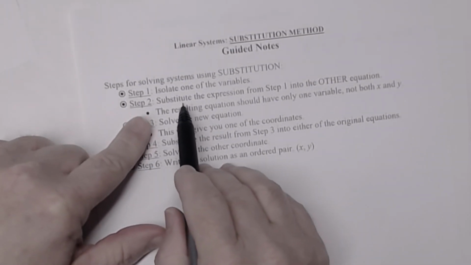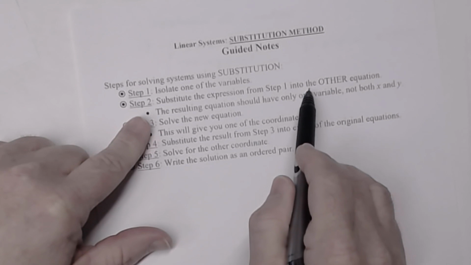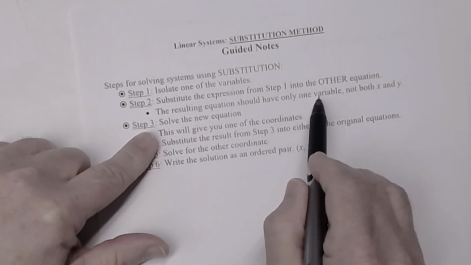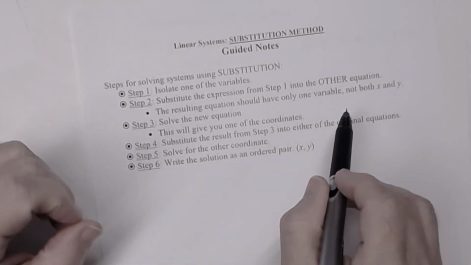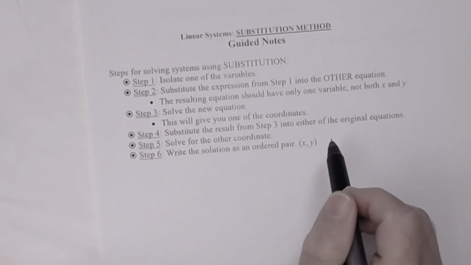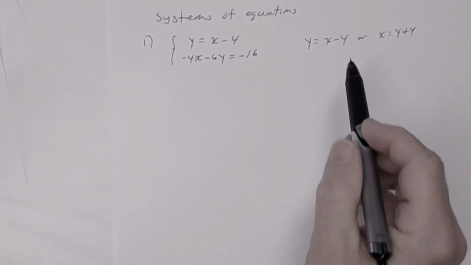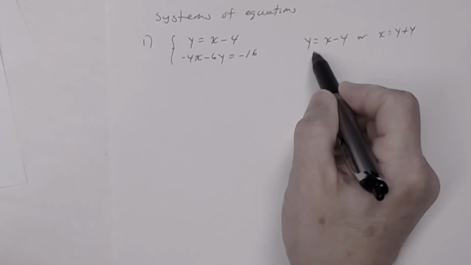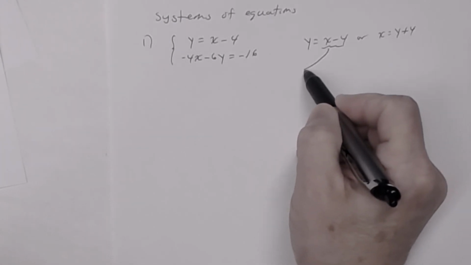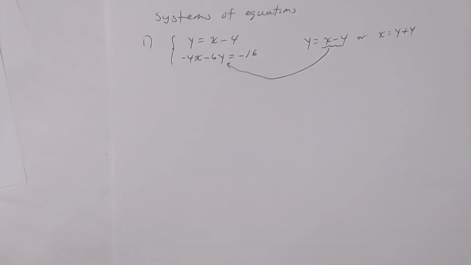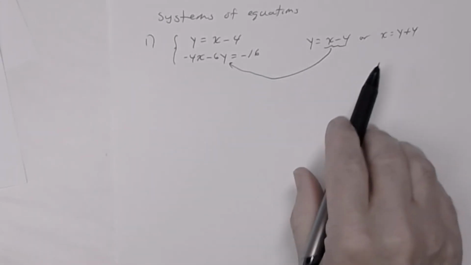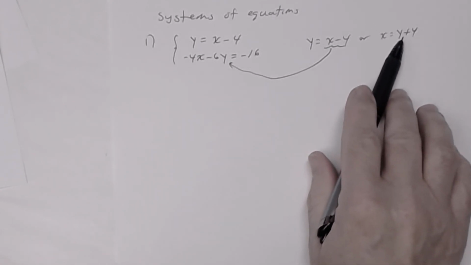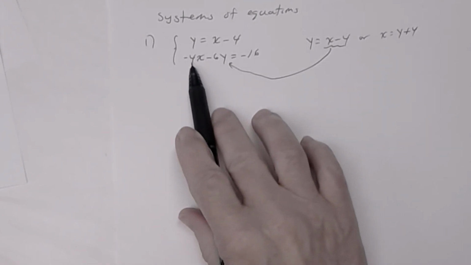Step number two says substitute the expression from step number one into the other equation. The resulting equation should have only one variable, not both x and y. You would either have all x's or all y's. And as you do this, you're going to see that that is the case. So if I take this one, wherever I see a y, that's what I solved for, I'm going to substitute x minus 4 into the second equation. And if I had used the other one, I would have substituted y plus 4 into the second equation for x.